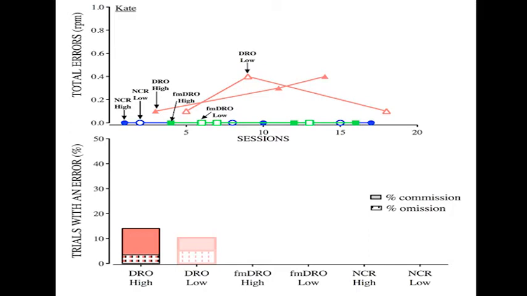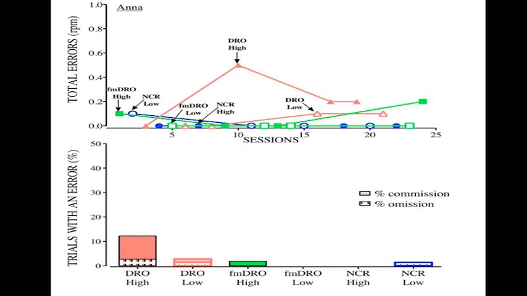So what we see here for Kate is that the majority of errors that occurred in the interval DRO condition with a high rate of problem behavior were errors of commission, right? So she's delivering reinforcers even though the client engaged in some problem behavior. For the interval DRO with a low rate of problem behavior, we see about equal levels of errors of omission and commission. So she's making both types of errors.